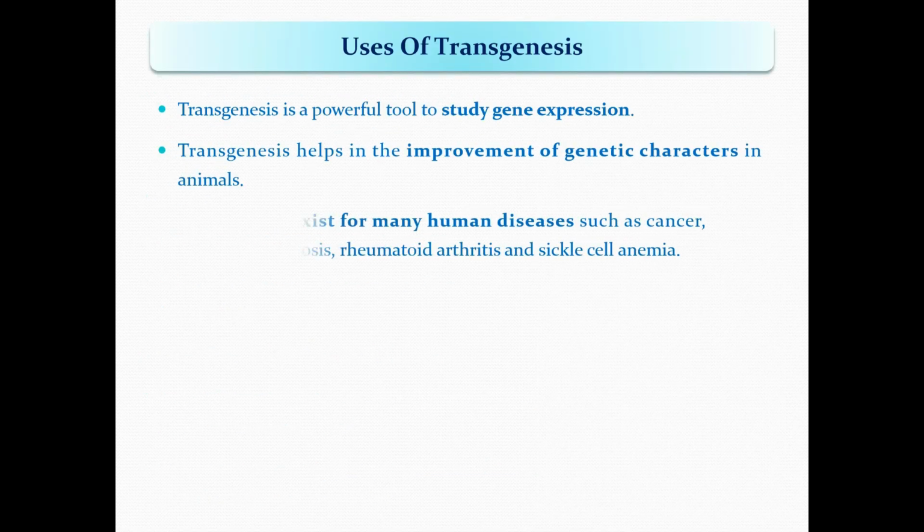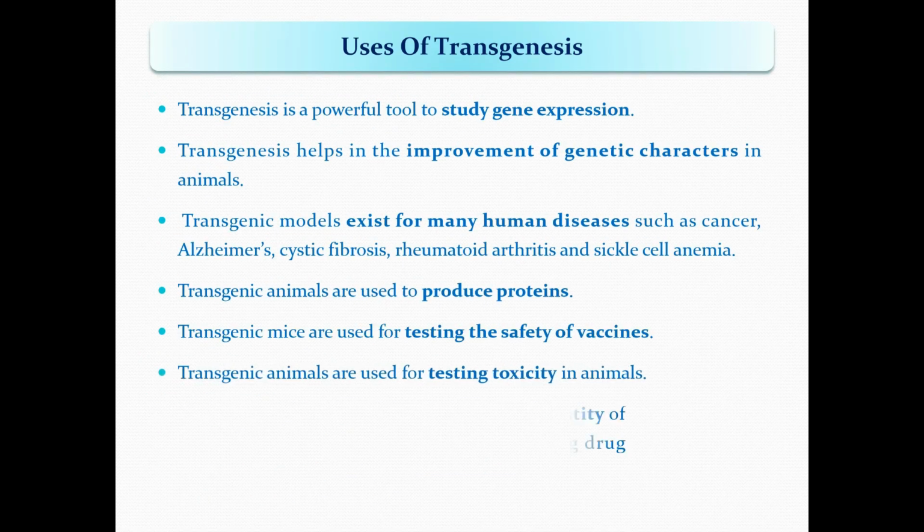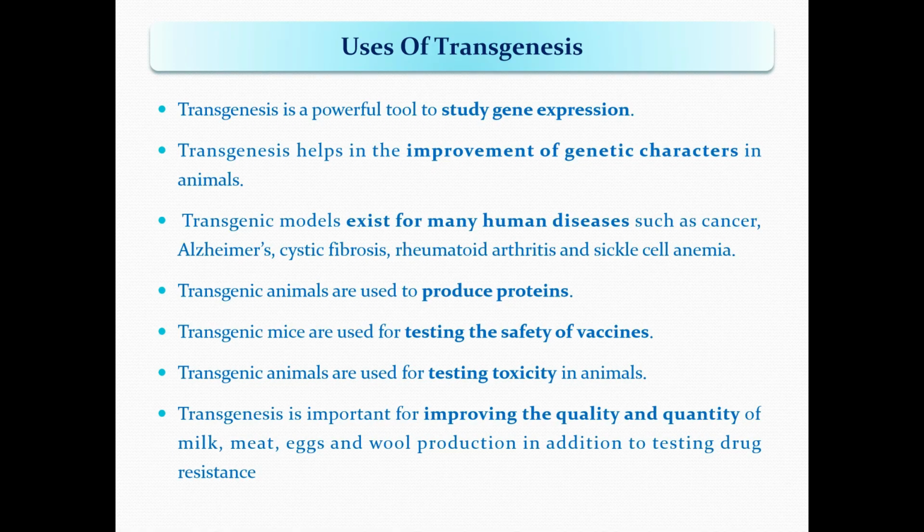What are the uses of transgenesis? Transgenesis becomes a powerful tool in the study of gene expression. It helps to improve the genetic characters in the animals. Transgenic models are available for many human diseases such as cancer, Alzheimer's disease, cystic fibrosis, rheumatoid arthritis, sickle cell anemia. Transgenic animals are used to produce useful proteins.